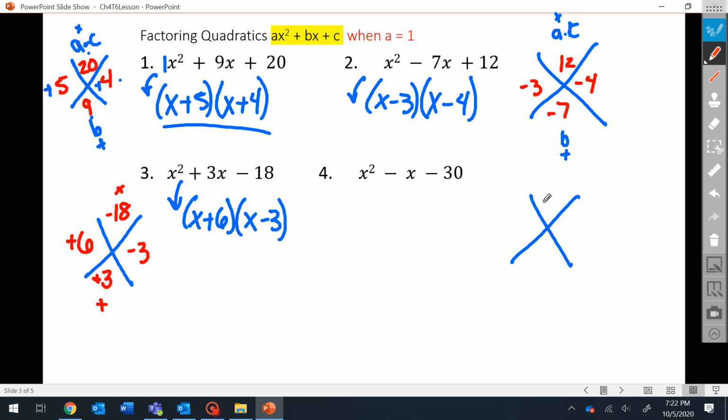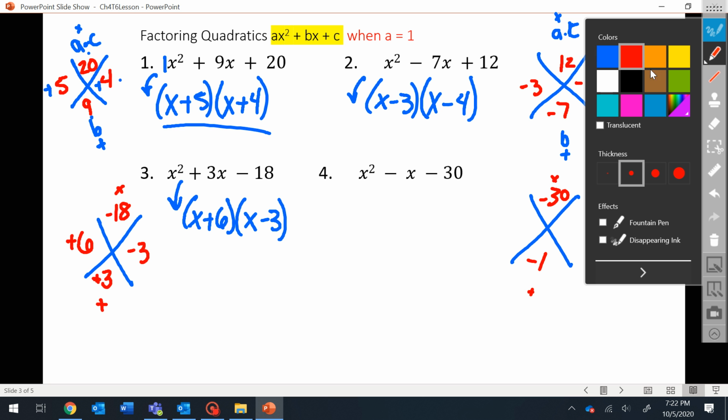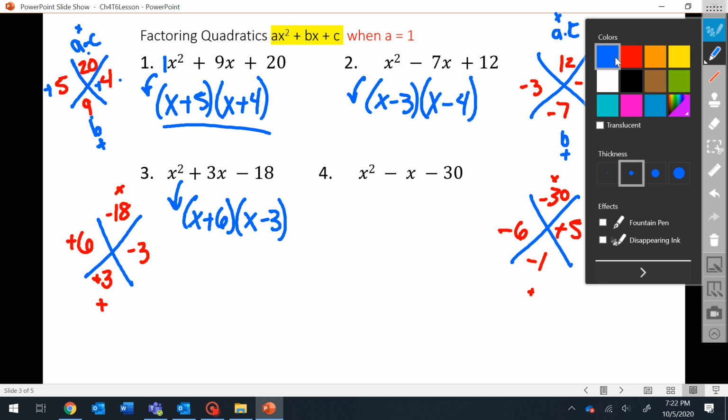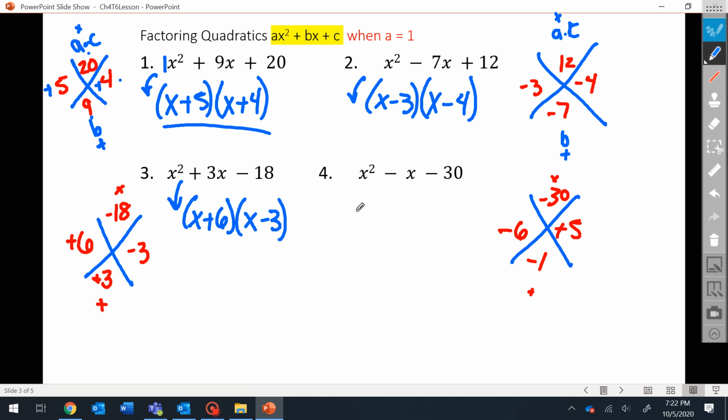Number 4: negative 30 in the top, negative 1 in the bottom. I want them to multiply to negative 30 and add to negative 1. Their sum needs to be negative 1. So I'm looking here, negative 6 and positive 5. Negative 6 plus 5 is negative 1. Negative 6 times 5 is negative 30. So my two factors will be x minus 6 and x plus 5.